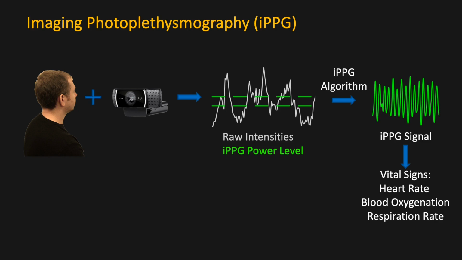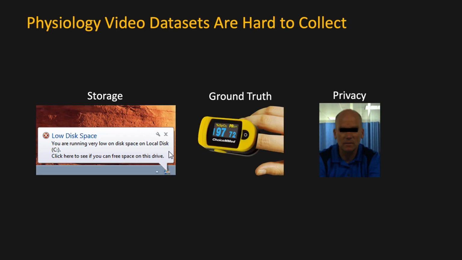Imaging photoplethysmography, iPPG, is a set of techniques for measuring the blood volume pulse from light reflected from the skin using cameras. These methods have the potential to enable low-cost measurement of important vital signs, including heart rate, blood oxygenation, and respiration rate.